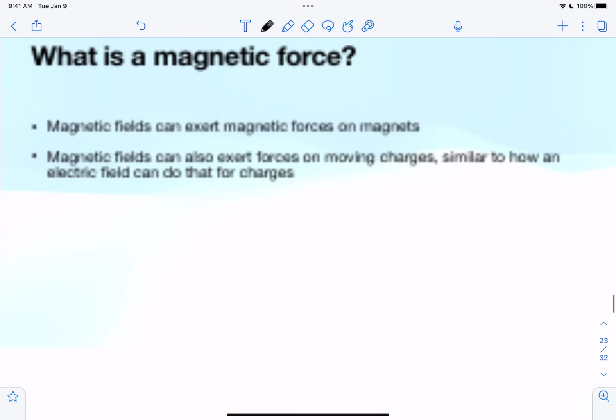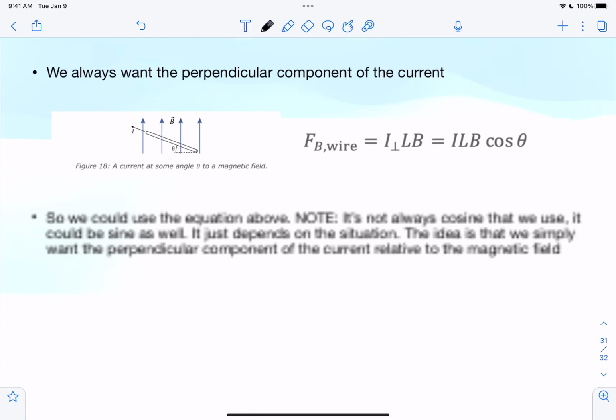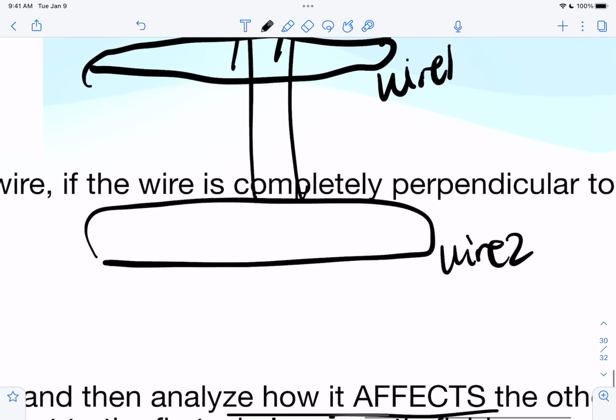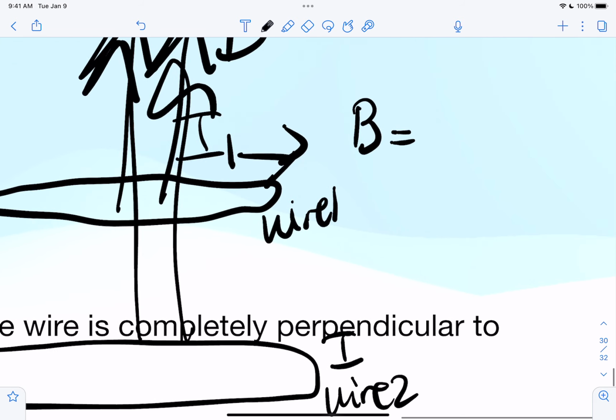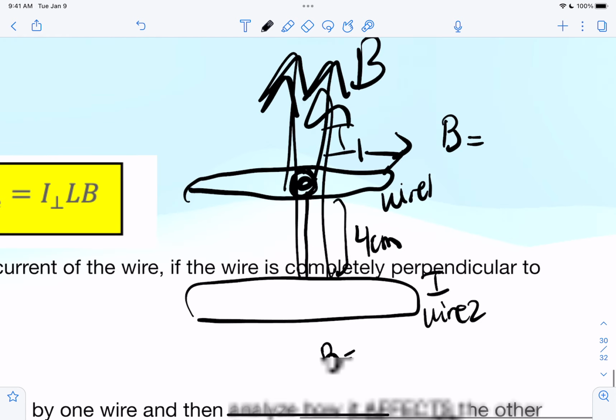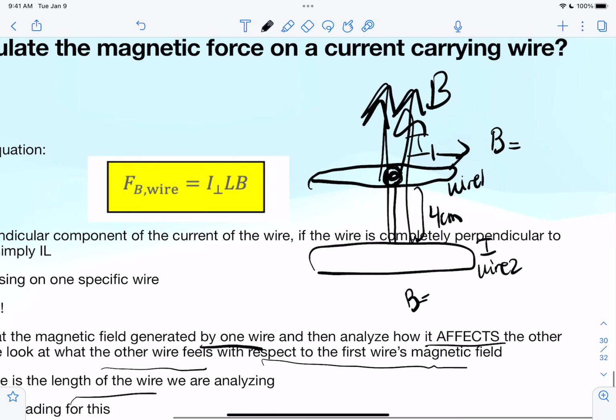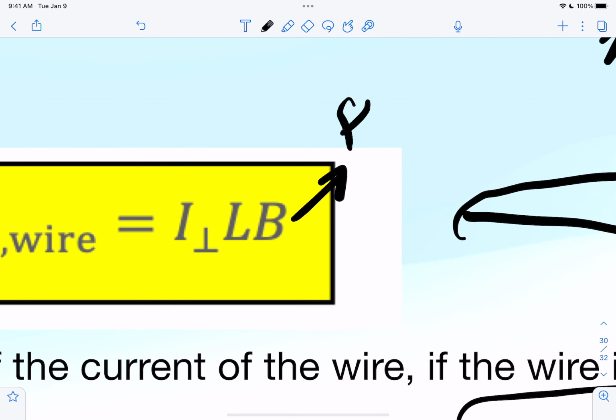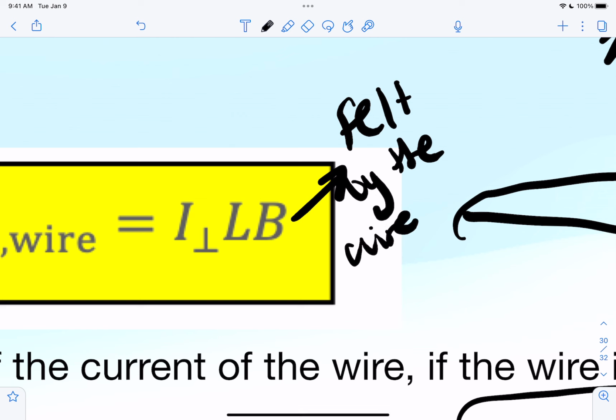So if we start off, here we go. So here's wire 2. Then for my magnetic field equation, I would use the current, the I, for wire 2, and I would use the radius as basically the distance I am away from wire 2, which is the distance at wire 1. They might tell you this is like 4 centimeters or something, so that's my R for my magnetic field. And that magnetic field is the magnetic field felt by the wire we're analyzing, and in this case we're analyzing wire 1.